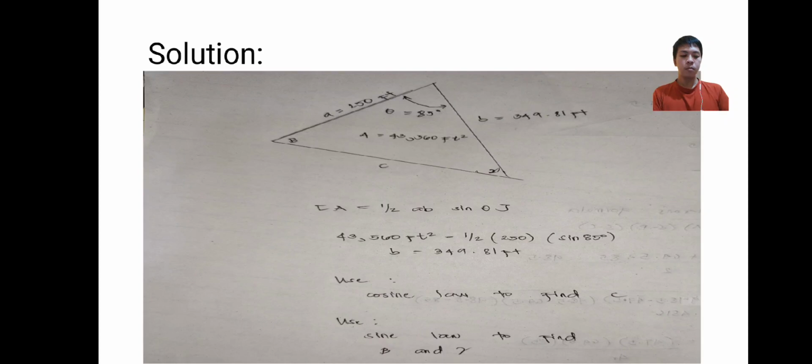So let A is equal to 1/2 AB sin theta. 43,560 square feet is equal to 1/2 times 250 times sin 85 degrees. So the final answer for B is equal to 249.81 feet. Use cosine law to find C. Then use sine law to find the angles.